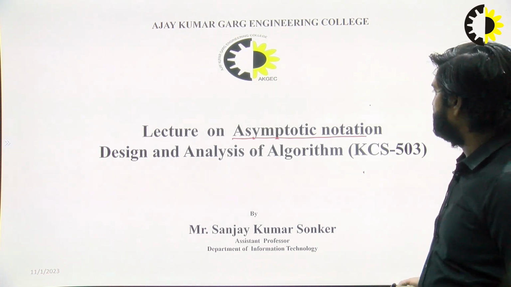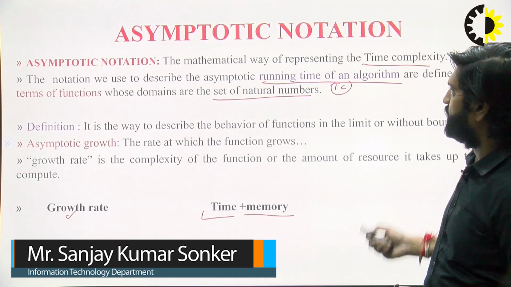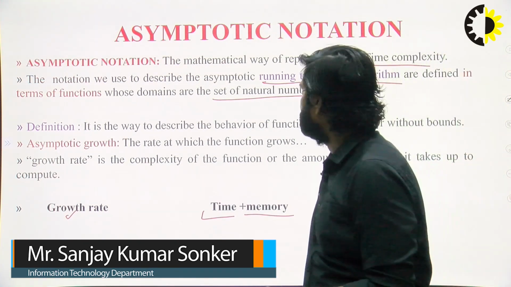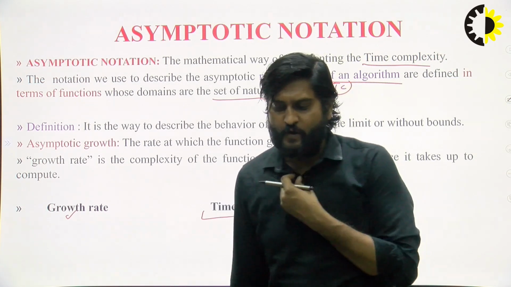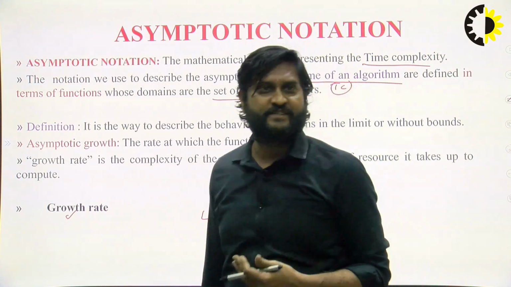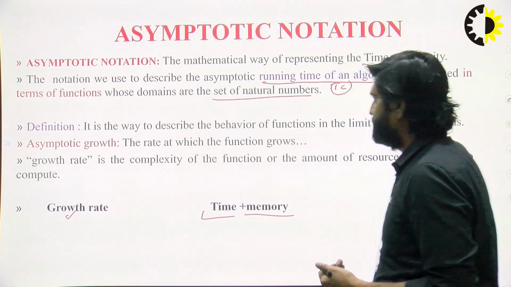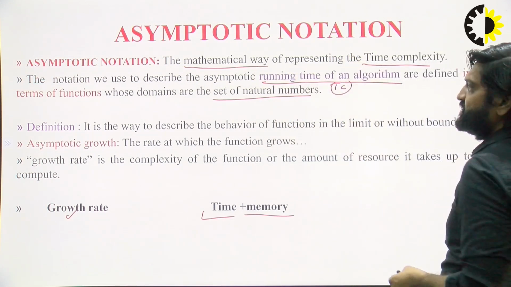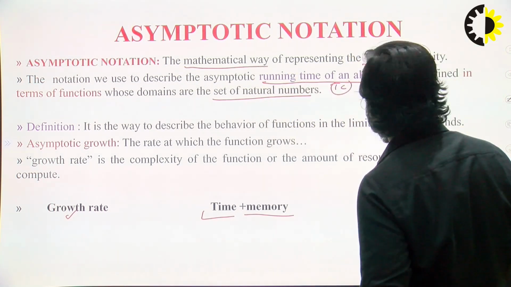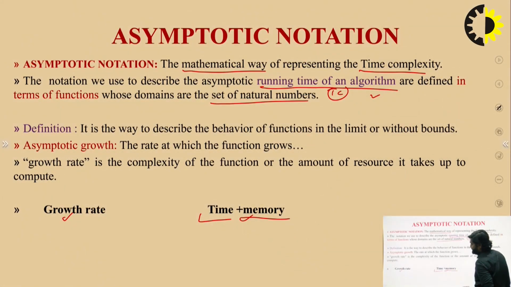Now, come to the asymptotic notation. Basically, asymptotic notation is the abstract notation for describing the behavior of functions in terms of the rate of growth of a function. It's also a mathematical way of representing the time complexity of any given algorithm in terms of time and memory space, memory complexity. That is the growth of a function.